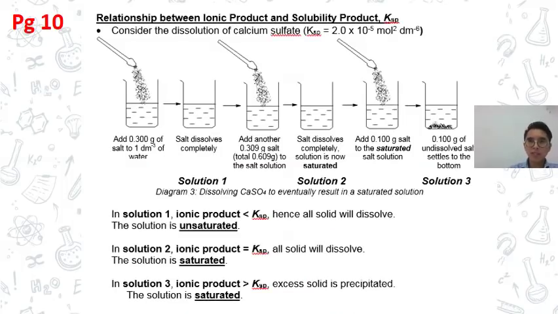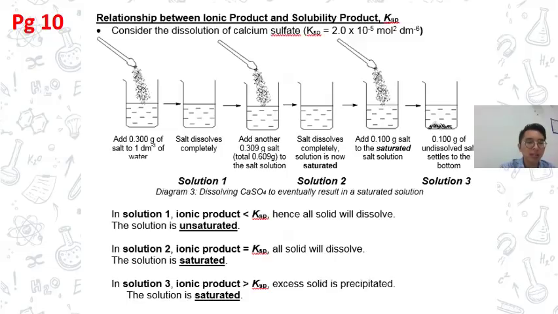Let me try to explain to you the difference between ionic product and solubility product. Every year students usually get confused by this. Now, what is ionic product? It has the same formula as a KSP. The difference is this: KSP tells you the concentration of ions at saturation, whereas for ionic product, we assume that everything that we are adding in dissolves.